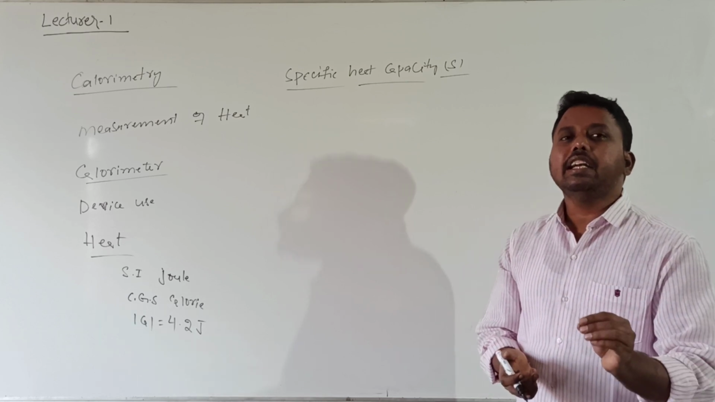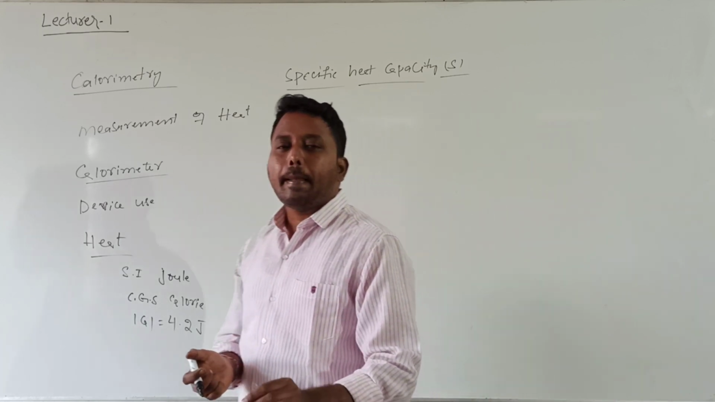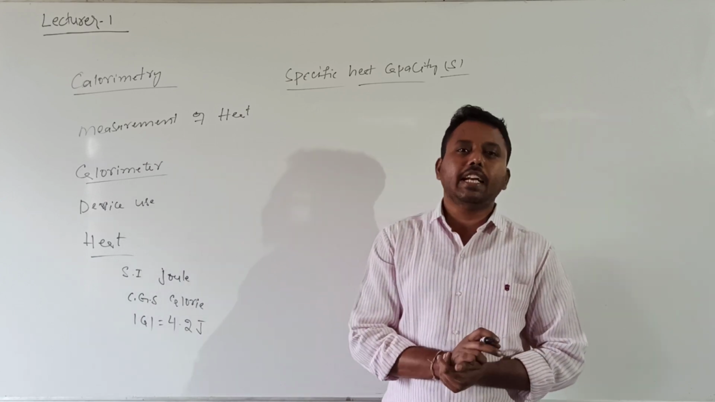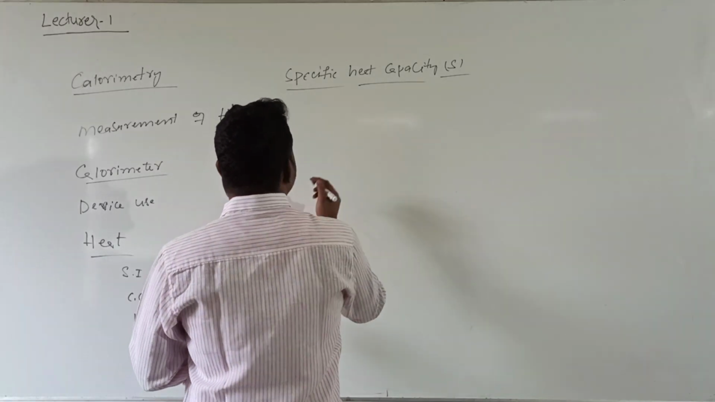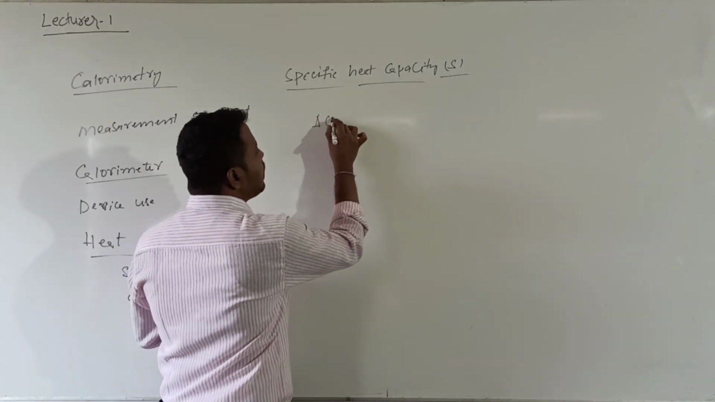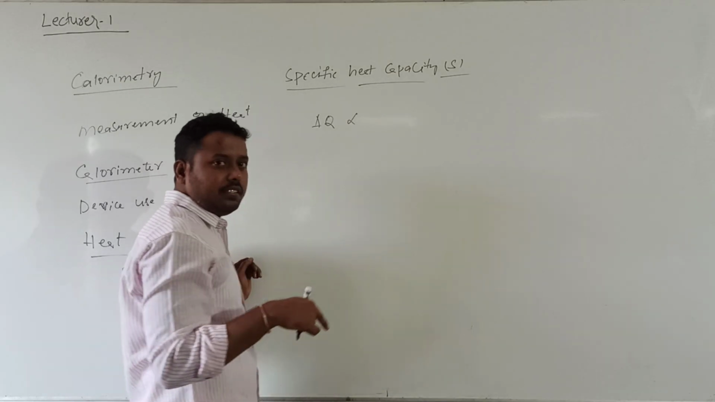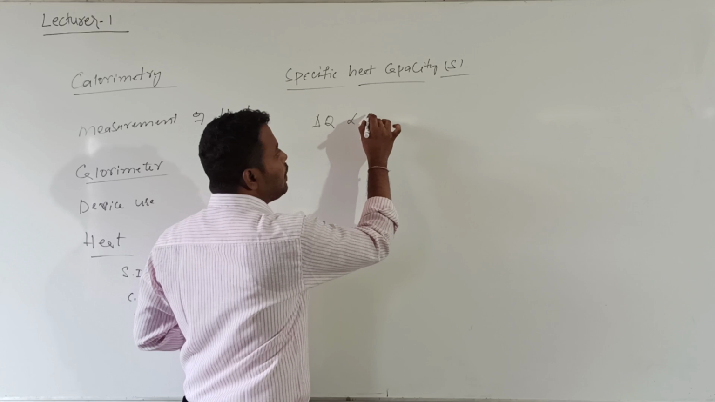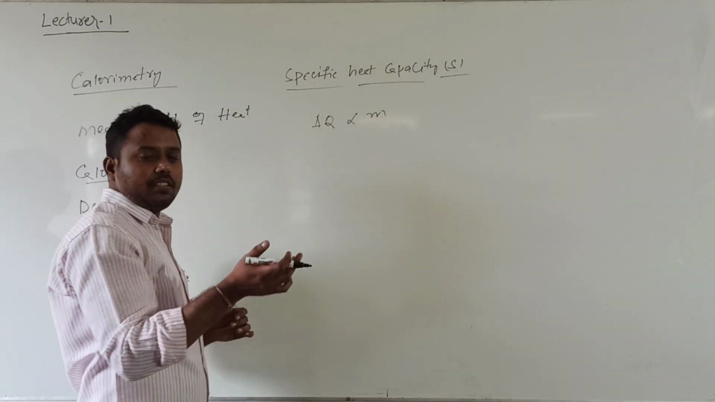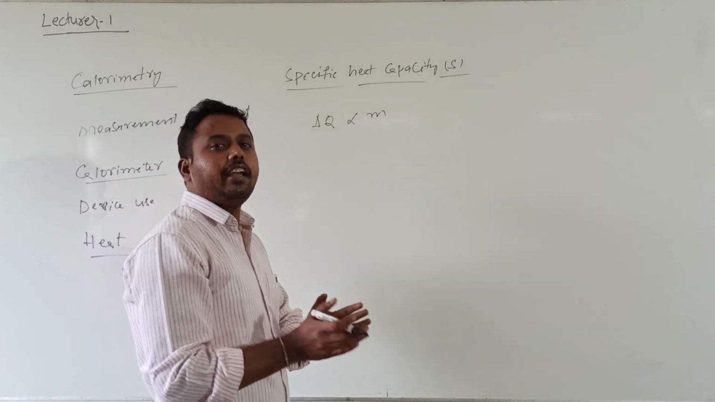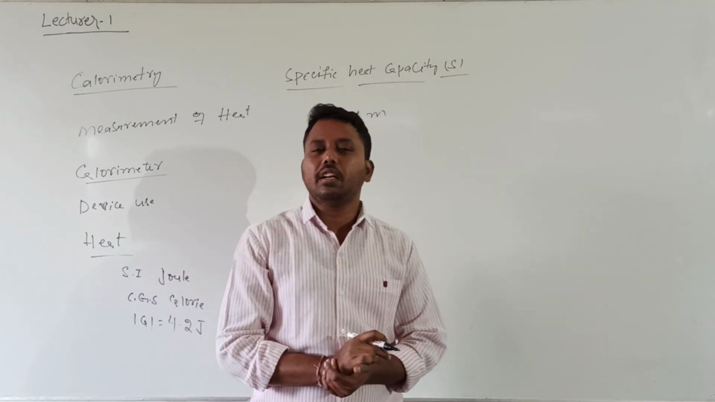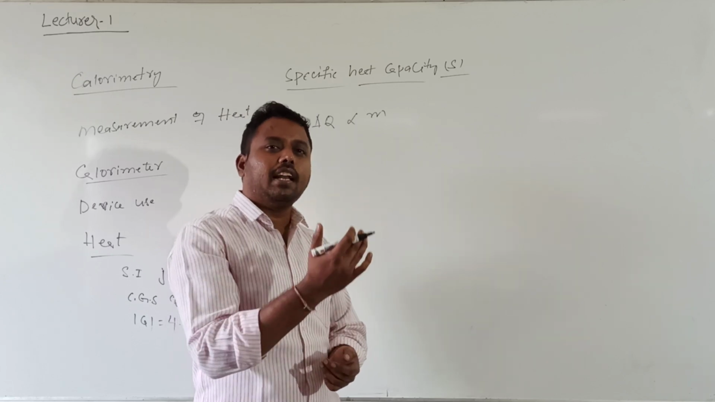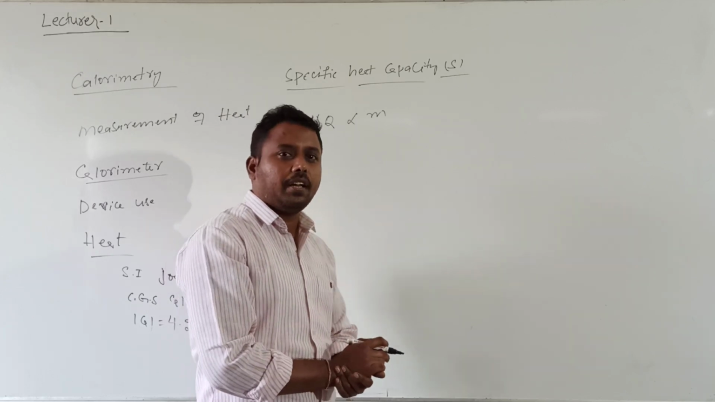So till now, what we know is that to increase the temperature of a body, heat needs to be supplied. How much heat is needed depends upon two factors. Delta Q, the heat needed to supply, is directly proportional to the mass of the substance. How much quantity of mass you are taking is important. When you take more mass, more heat is needed. When you take less mass, less heat is needed.